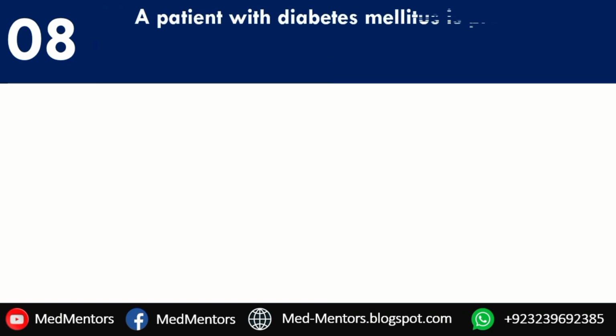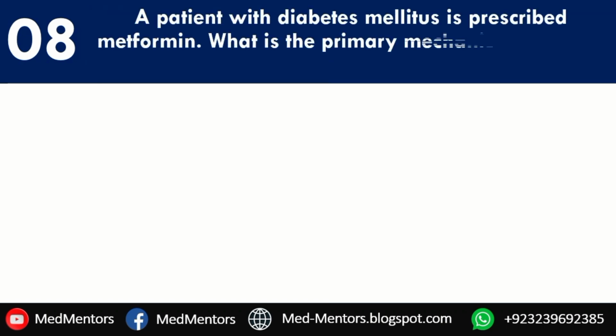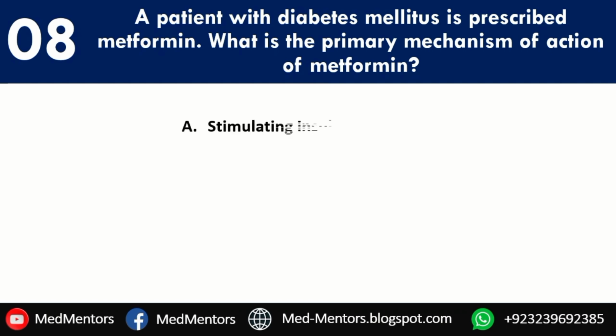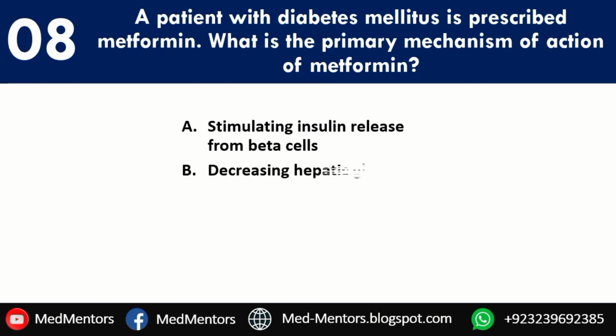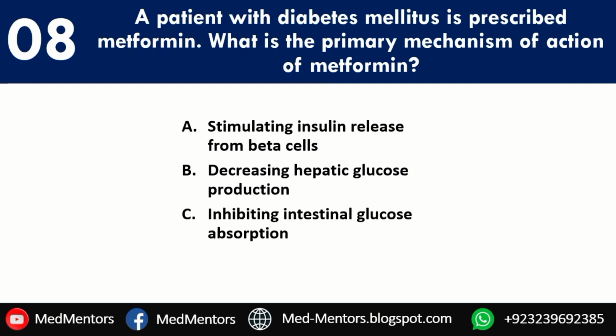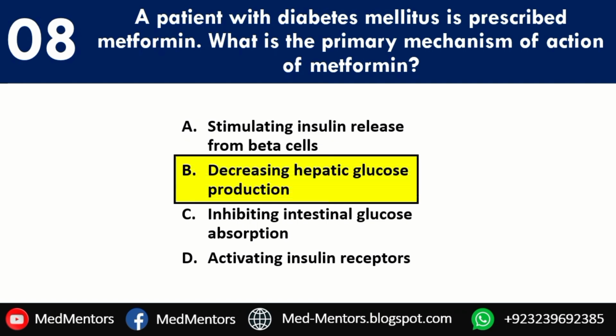Number 8. A patient with diabetes mellitus is prescribed metformin. What is the primary mechanism of action of metformin? A. Stimulating insulin release from beta cells. B. Decreasing hepatic glucose production. C. Inhibiting intestinal glucose absorption. And D. Activating insulin receptors. The correct answer is decreasing hepatic glucose production.